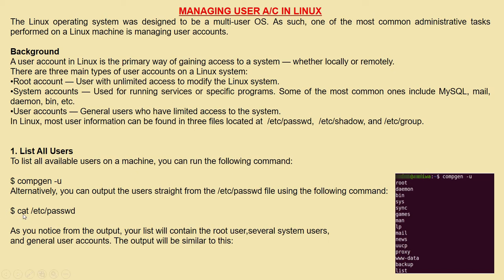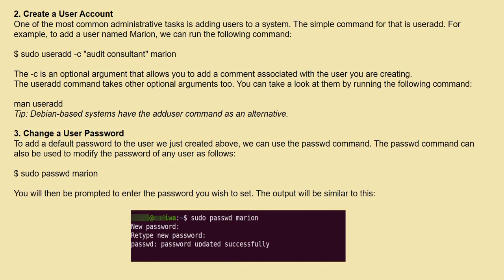Then if you execute the command cat, you should specify the path, that is /etc/passwd. As we notice from the output, our list will contain the root user, several system users and general user accounts. The output will be similar to this. So for the list of users, your command is compgen -u.